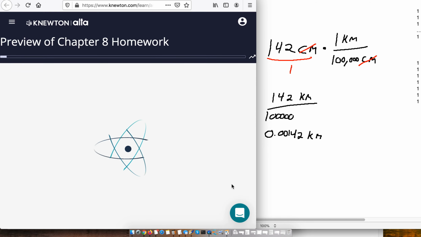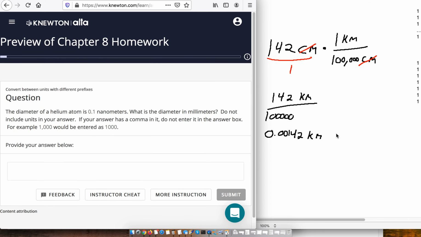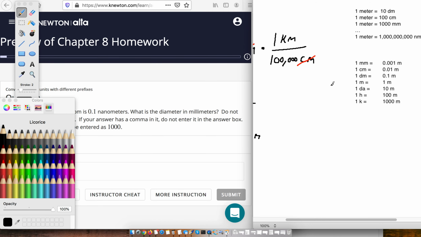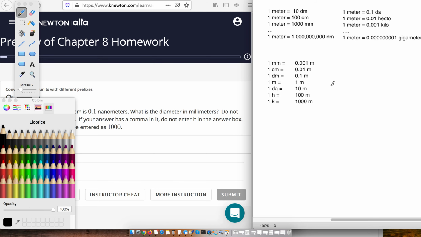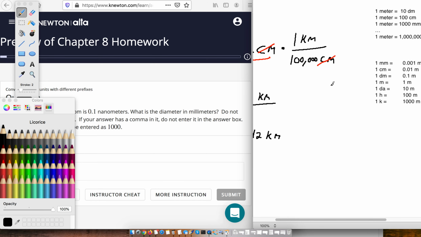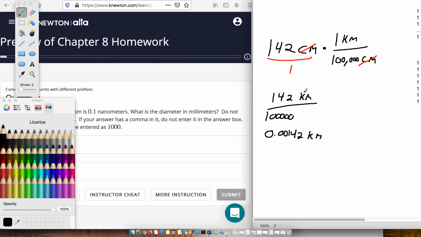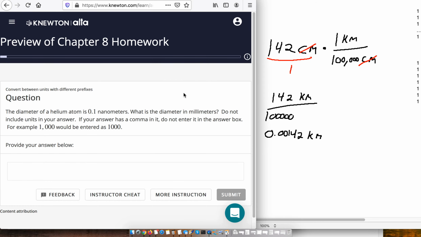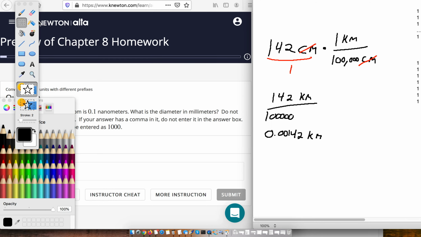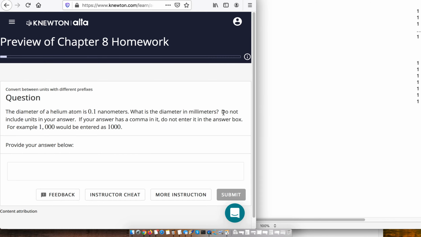Let's see what else they got for us. Oh, nanometers. I don't know if I wrote down nanometers. I'm pretty sure nanometers is 1 meter times 10 to the negative ninth. But what we can do, we can look that up in just a second here. Just takes a quick Google search. But okay, so we got the diameter of a helium atom, 0.1 nanometers. What's the diameter in millimeters?